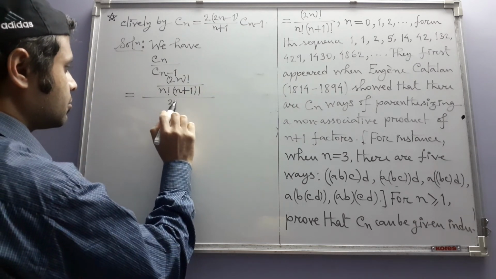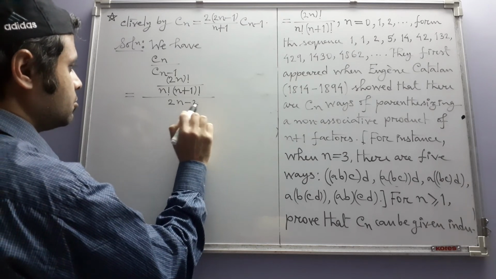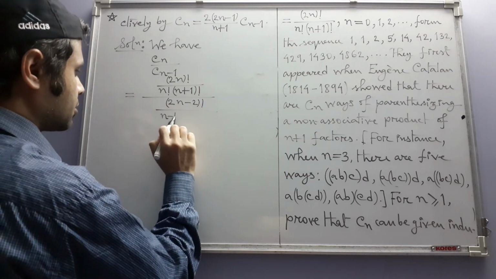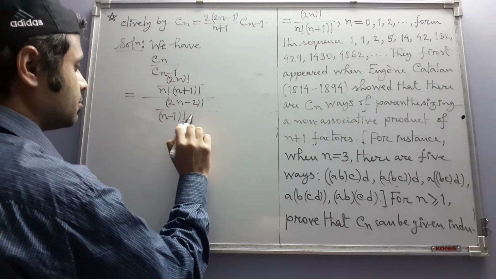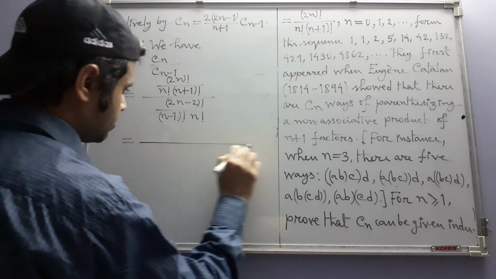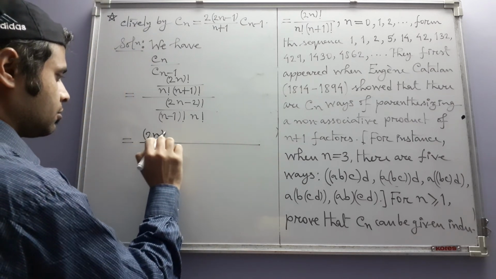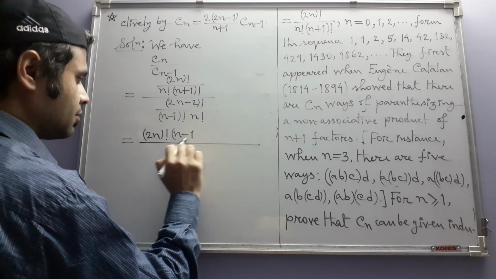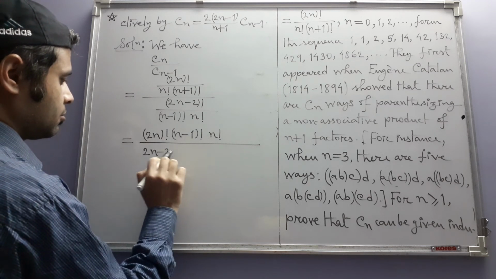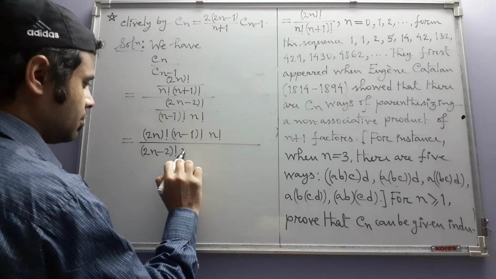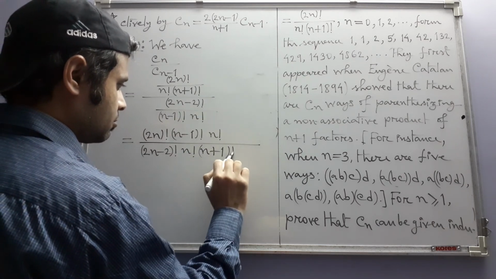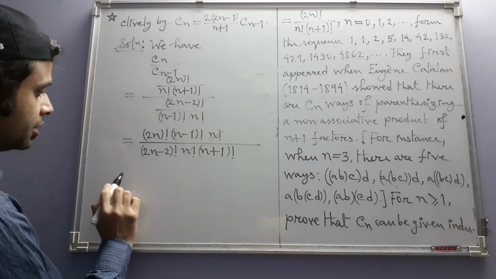Divided by 2 times n minus 1, so that means (2n minus 2) factorial divided by (n minus 1) factorial times n factorial. Okay, so we now have (2n) factorial times (n minus 1) factorial times n factorial divided by (2n minus 2) factorial times n factorial times (n plus 1) factorial. Okay, so these two things cancel each other immediately.